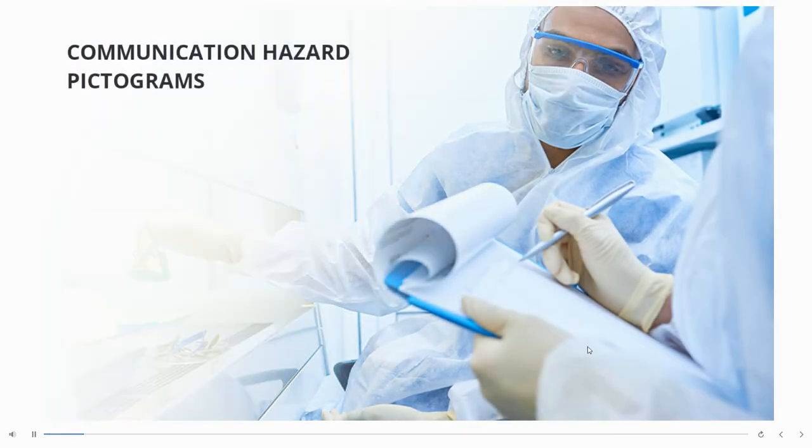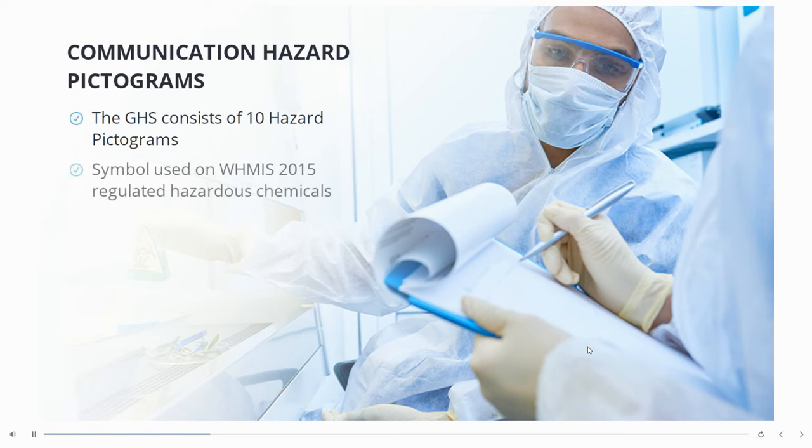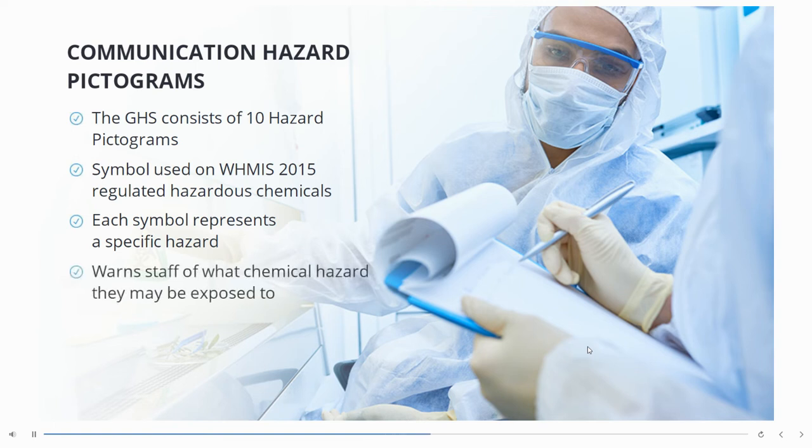The GHS uses 10 pictograms to communicate hazards associated with various substances. Pictograms consist of a symbol on a white background framed with a red border and represent a distinct hazard. Each chemical that is WHMIS 2015 regulated must generally include a hazard pictogram. However, as mentioned in Module 1, asphyxiants, including carbon dioxide and helium, and combustible dust, do not require a pictogram.